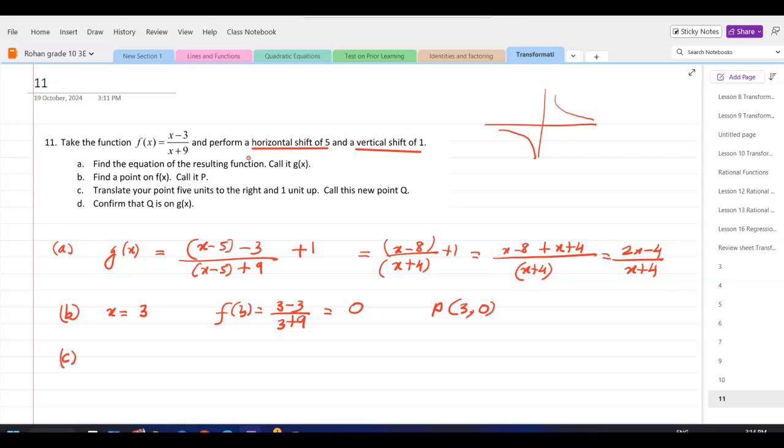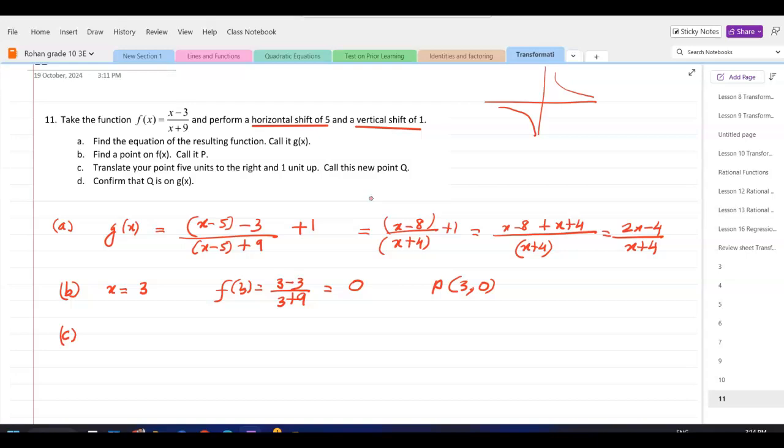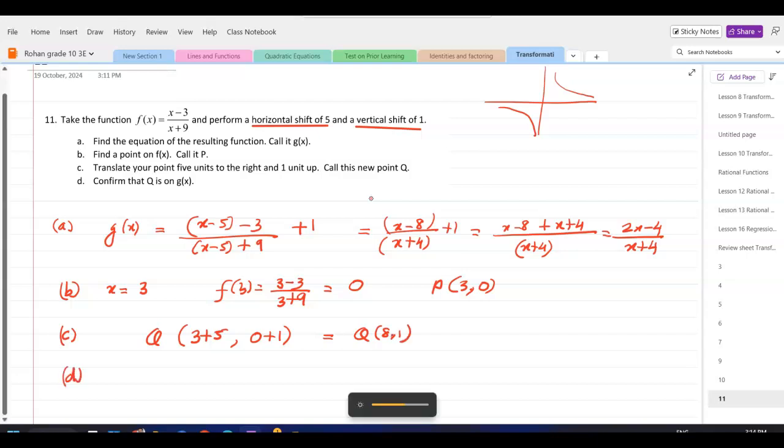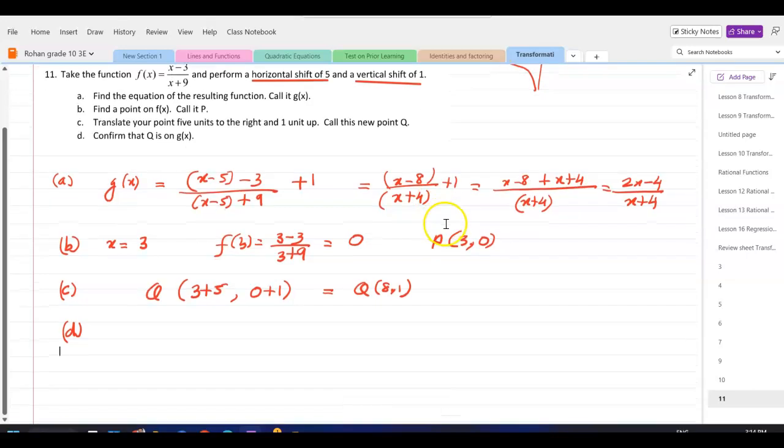Part C. Translate your point 5 units to the right and 1 unit up. So 3 plus 5, 0 plus 1. 8 comma 1, right? Confirm whether Q is on g(x) or not. So now you put this in the original. Suppose you put g(8), it should come 1.